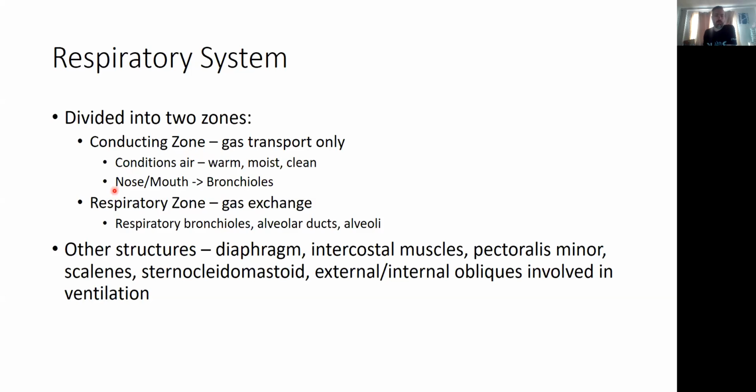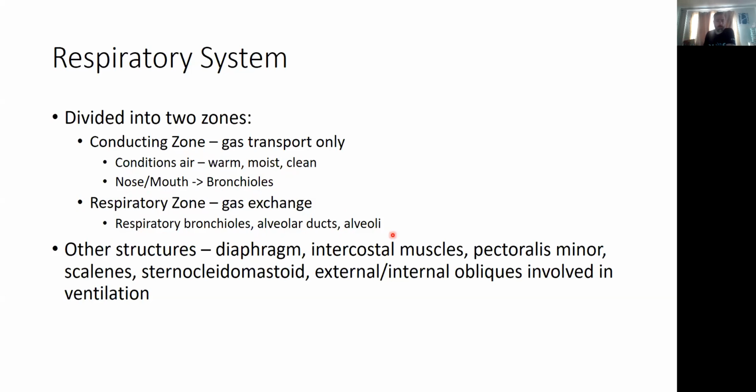And this is going to be everything from the nose, or mouth, one supposes, from the nose all the way down through structures we're going to call the bronchioles, okay, relatively small passages within the lungs. And then everything distal to the bronchiole is going to be in what we call the respiratory zone, right? This is where gas exchange actually is going to happen. So these would be the respiratory bronchioles, so the distal part of those bronchioles.